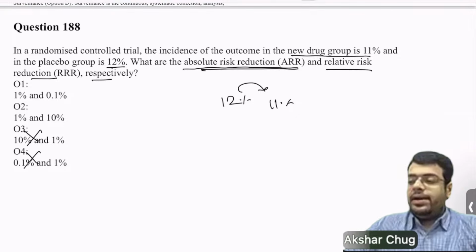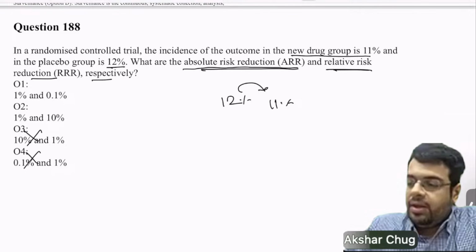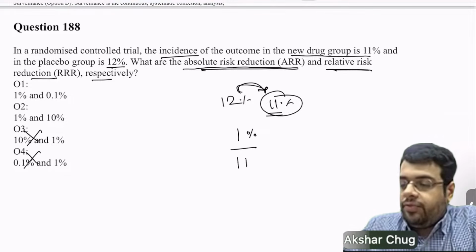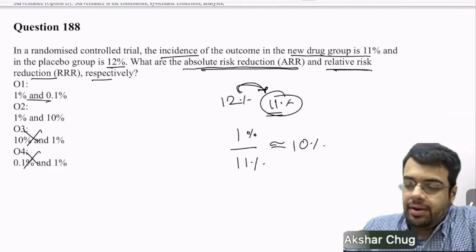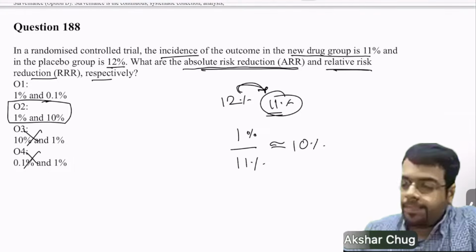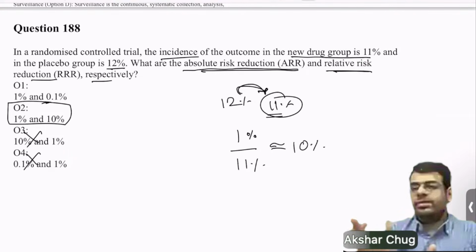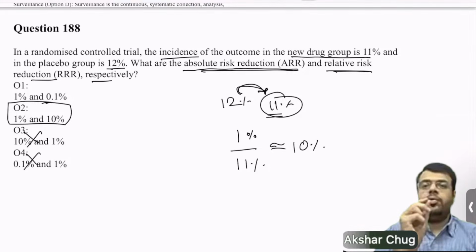And relative risk reduction. Without going into the formula, just by applying common sense, there is a 1% reduction, and now the new incidence is 11%. So there is 1% out of those 11%. So this roughly translates to 10%. So the relative risk reduction is 10%. So basically what we are trying to say is that first it was 12, now it is reduced to 11. So the percentage reduction is close to 10%, whereas the absolute number is 1%.